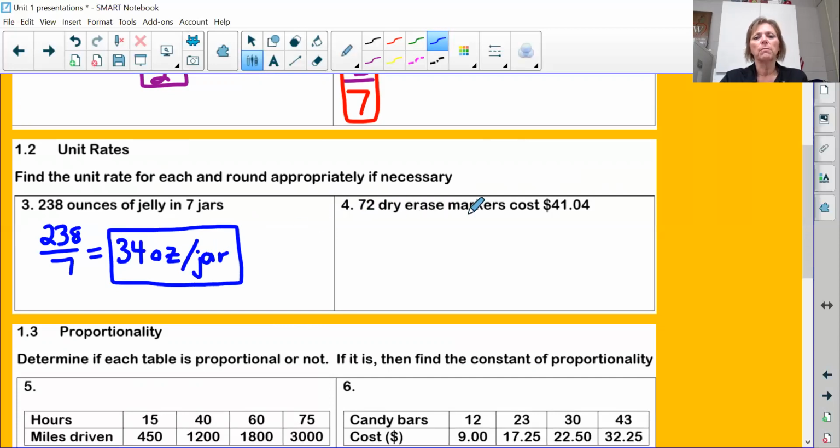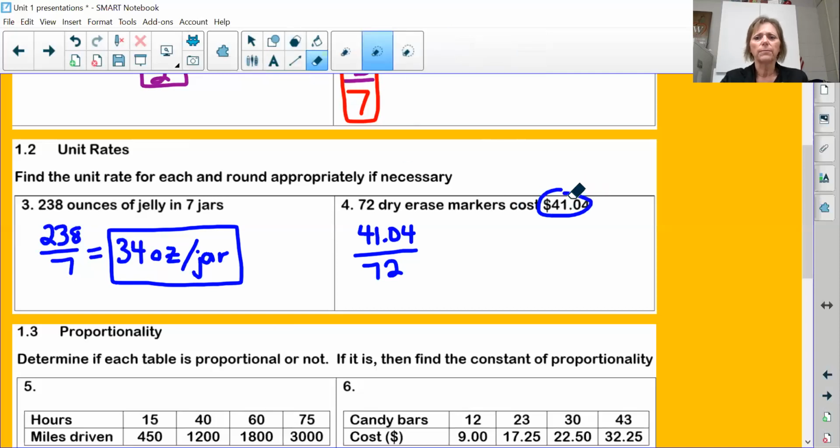72 dry erase markers cost $41.04. Okay, so this is where I'm going to notice the money. Money goes on top. So I'm going to write 41.04, which is the money, divided by 72. Let me put a circle around this. Okay, so that goes on top. Hang on, you can't see that, can you?